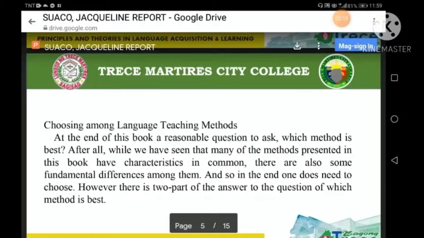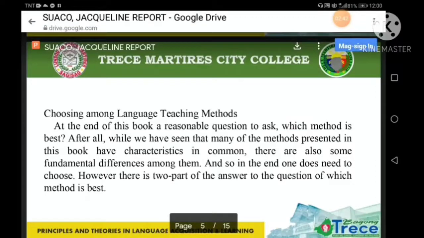Choosing among language teaching methods. At the end of this book, a reasonable question to ask: which method is best? After all, while we have seen that many of the methods presented in this book have characteristics in common, there are also some fundamental differences among them. And so, in the end, one does need to choose. However, there are two parts to the answer to the question of which method is best.